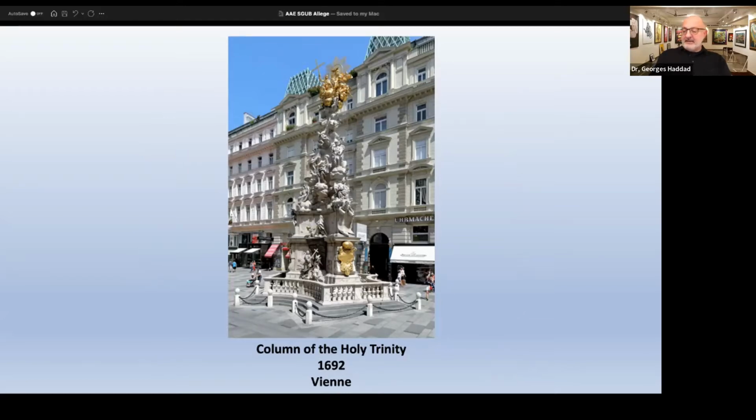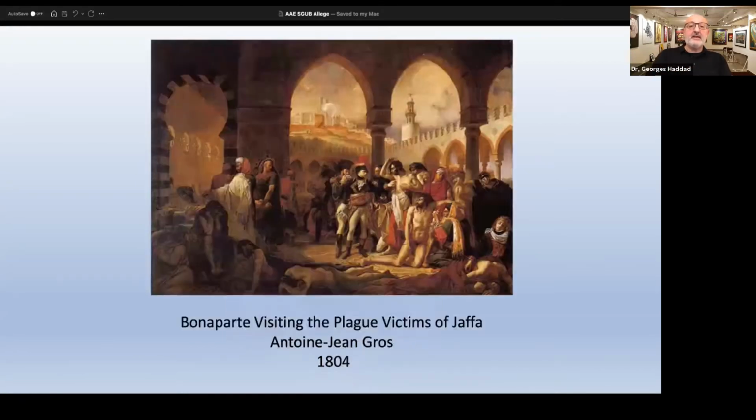If you look at this, this is a column in Vienna that was erected in 1692, because in 1679 Vienna was hit by the plague, and at the time the Emperor Leopold I vowed that he would build a mercy column if Vienna was safe again. So when he came back, he built this beautiful column that you can still visit in Vienna.